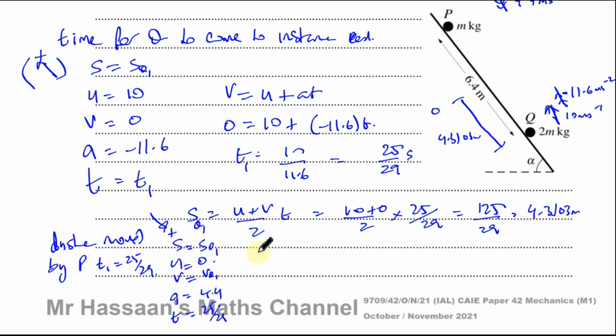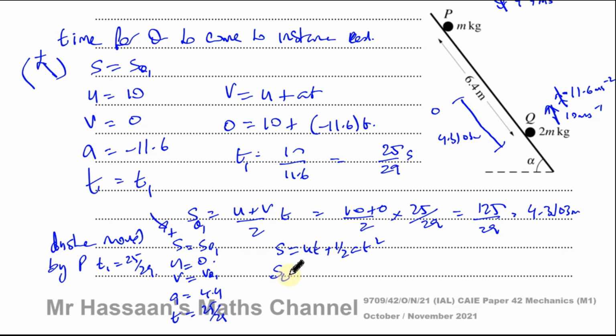Okay, we can use v squared equals u squared plus 2as. So v squared, no, we can't use that. We don't know what v is. We could use v equals u plus at, no, we want to find the distance moved. s equals ut plus a half at squared.